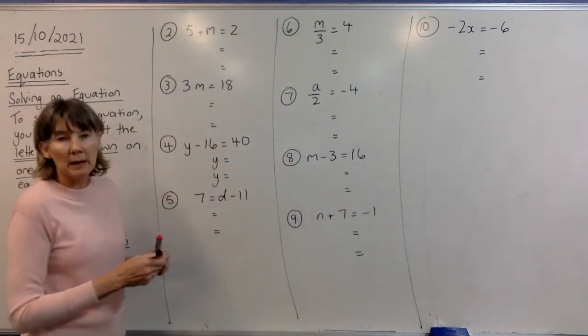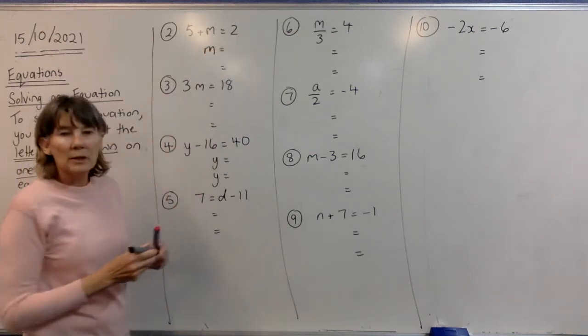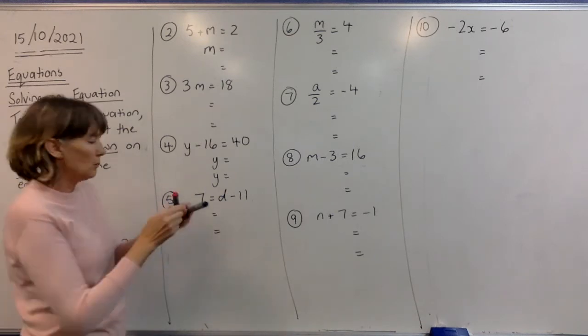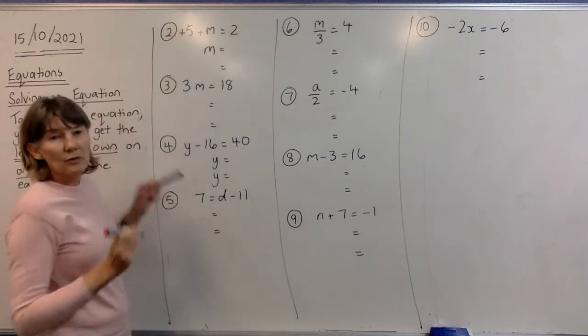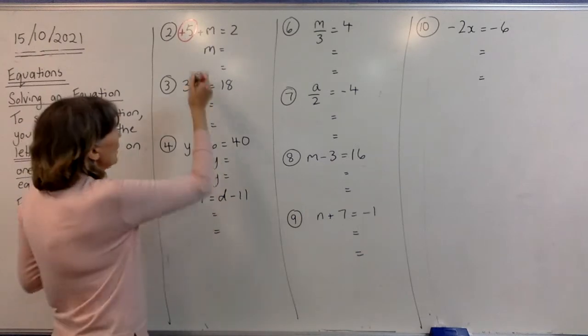This one's a bit trickier. So the M is on the left. We're going to keep it there. So that means we have to get rid of this 5. Now, a lot of people do this question wrong. So what we're looking at here is the sign in front of the 5. So it's the plus 5 here that we're moving over.